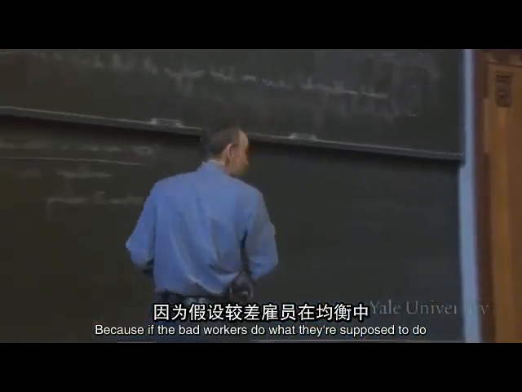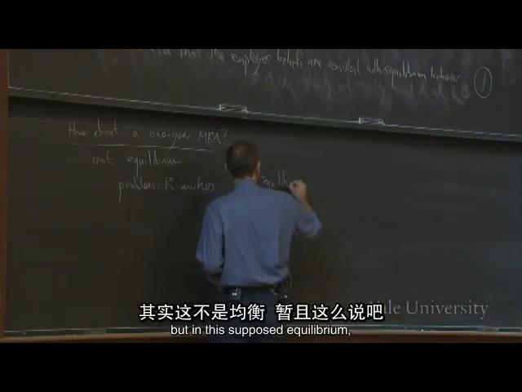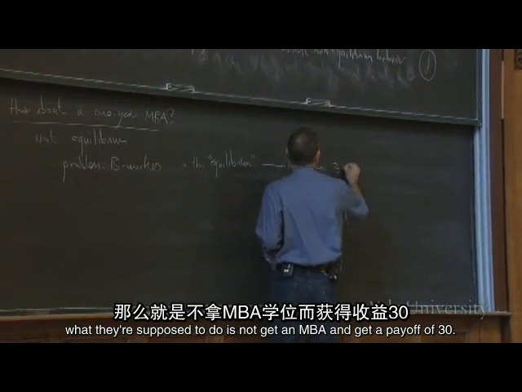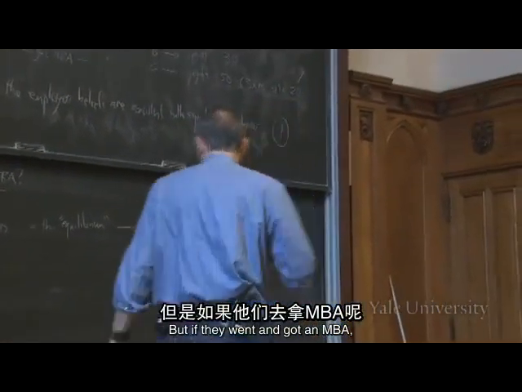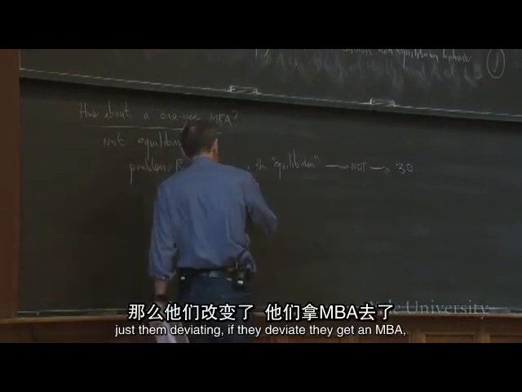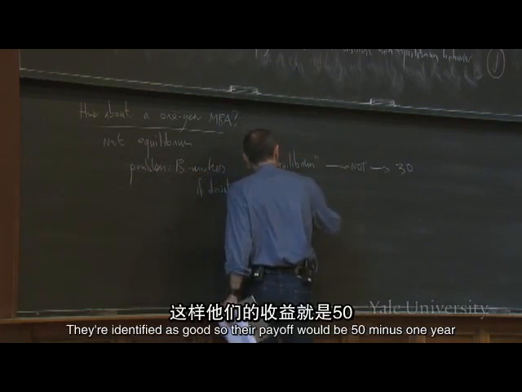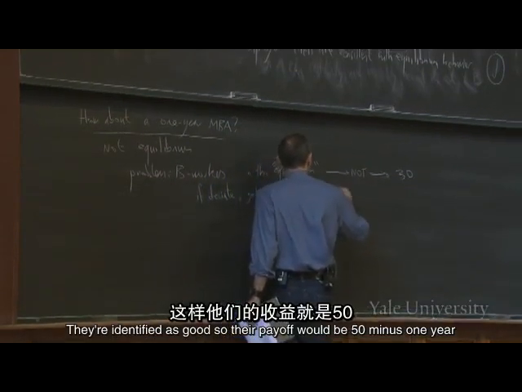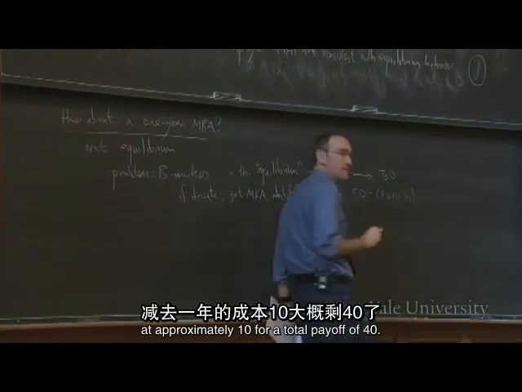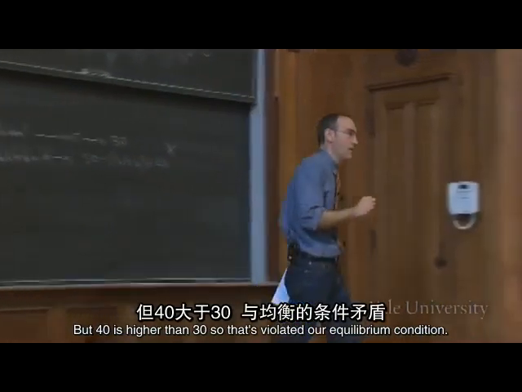Right? Why? Because if the bad workers do what they're supposed to do in this supposed equilibrium, what they're supposed to do is not get an MBA and get a payoff of 30. All right? But if they went and got an MBA, if they deviate, and no one else deviates, just them deviating, they get an MBA. According to the equilibrium, they're now identified as good workers. They're identified as good, and so their payoff would be 50 minus 1 year at approximately 10 for a total payoff of 40, but 40 is higher than 30, so that's violated our equilibrium condition.